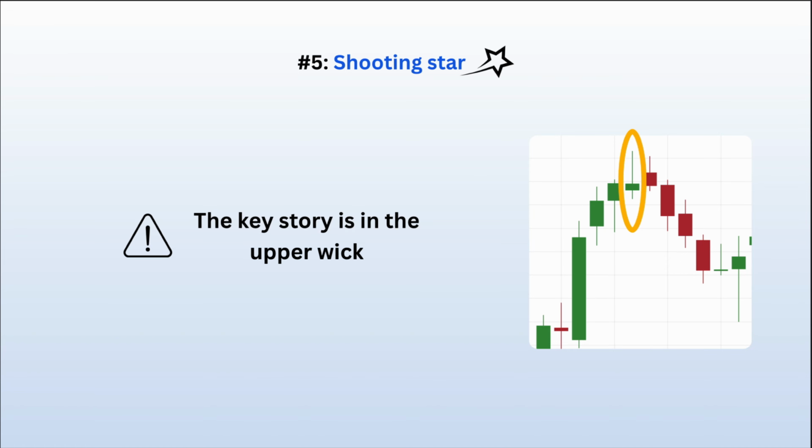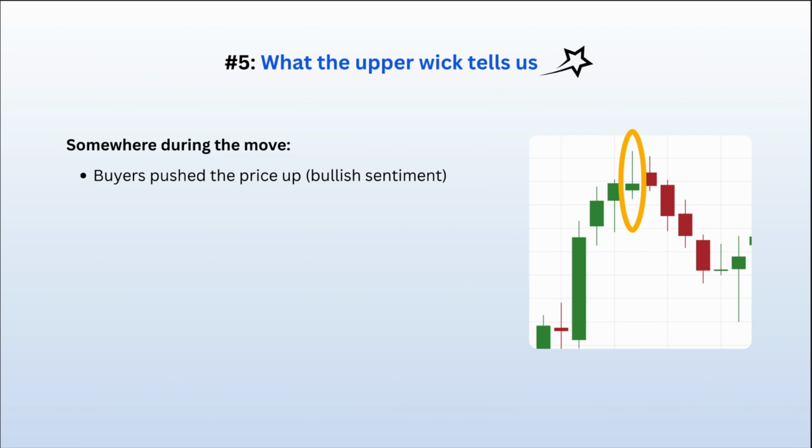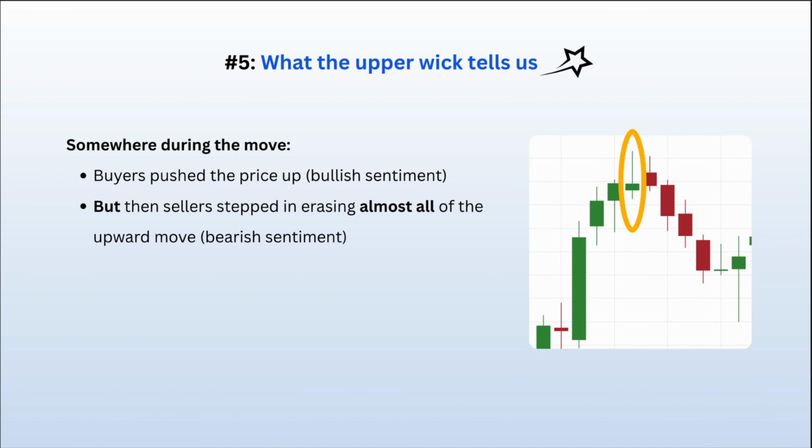Now, the key story for this candlestick lies in the upper wick. So let's take a look at what the upper wick tells us. We know that somewhere during the move, the buyers pushed the price up, so there was bullish sentiment. And we know this happened because there is an upper wick, and the upper wick is telling us that at some point the price was at this high level. But then the seller stepped in, erasing almost all of the upward move. So there was a bearish sentiment, and this is what created the upper wick, going from bullish sentiment to bearish sentiment. So we know that the buyers failed to sustain those higher prices.